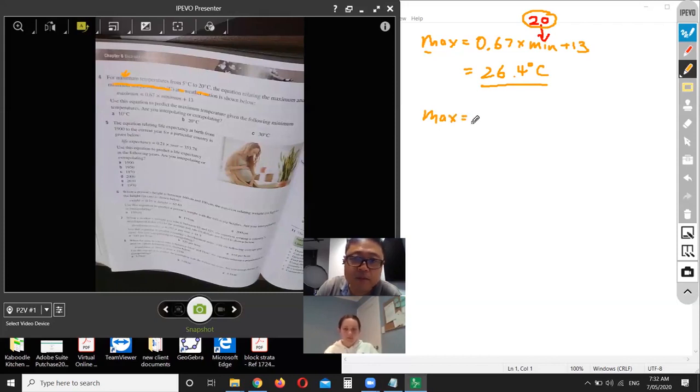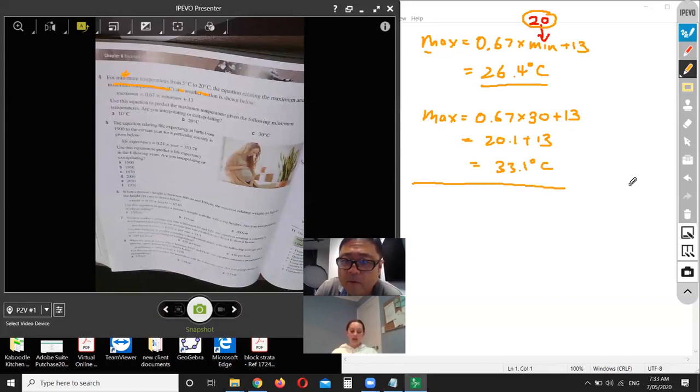Maximum equals 0.67 times what number? Min, which is 30. Plus 13. Let's do this. So that equals 33.1 degrees. So 20.1 plus 13 equals 33.1 degrees Celsius. And what would that be? That would be an extrapolation.